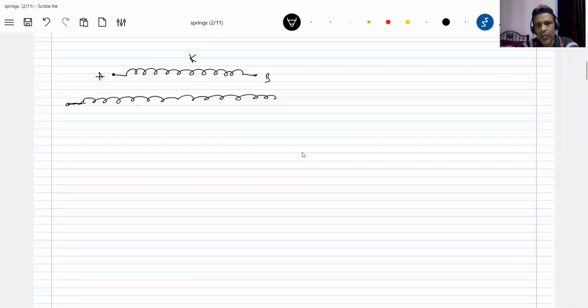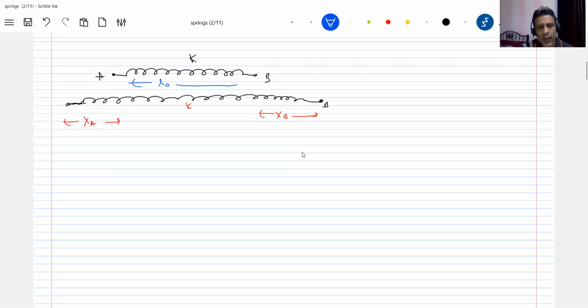Both the ends of the spring, I'll pull. So the displacement of end B is XB, and the displacement of end A is XA. Now, what about the total elongation? This is the natural length of the spring, which you call L naught. Now tell me how much the spring got elongated? XA plus XB, no?